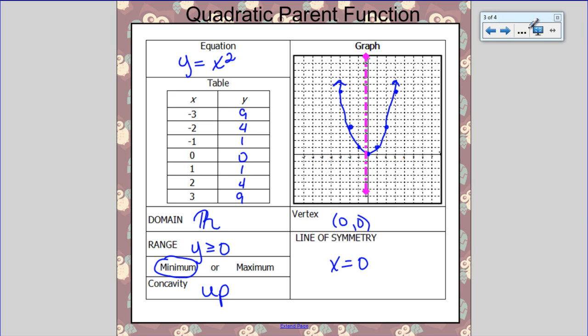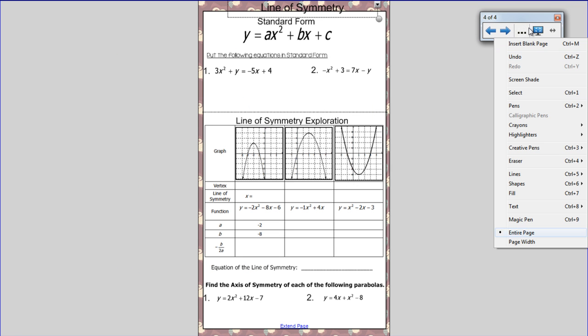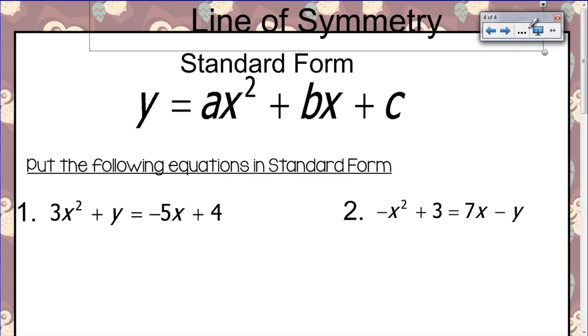So this is what the parent function looks like, and when we start talking later about shifting our function around, and so transforming it and translating it and all of that, everything will always be based off of that parent function. So y equals x squared, your parent function, that's what it looks like. So now let's talk about the standard form of a quadratic function and then how to find the line of symmetry if you don't have a graph, and then we'll be done with this day.